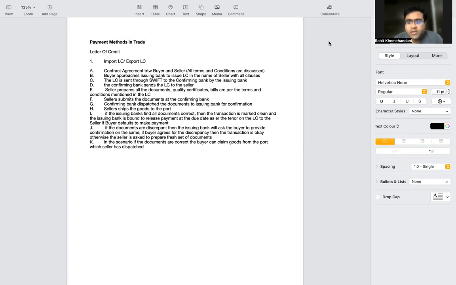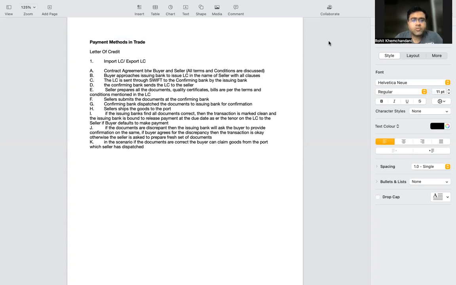Whenever a trade has to be done, firstly a contract between the buyer and seller will be finalized, in which all the terms and conditions will be discussed: what the goods will be, what the quality of the goods will be, specifications, when the payment will be done, in what currency, what the clauses will be, and who will bear the charges if there are any issues. So a contract is done between the buyer and seller.